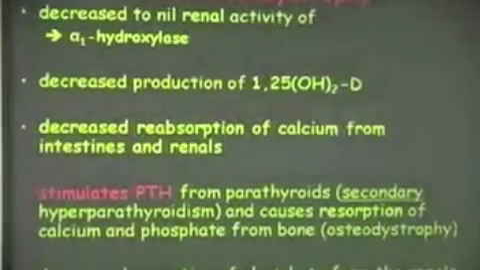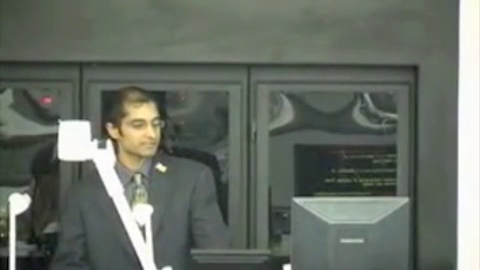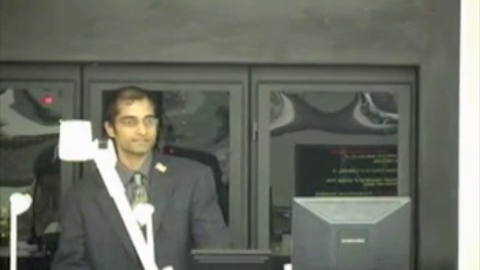I'm going to skip over renal osteodystrophy. We've covered this. You have decreased alpha-1 hydroxylase, decreased 125. It stimulates the PTH, but what happens to the amount of phosphate in your urine? Decreased, because your kidneys aren't working. So therefore, it's hypophosphaturic.